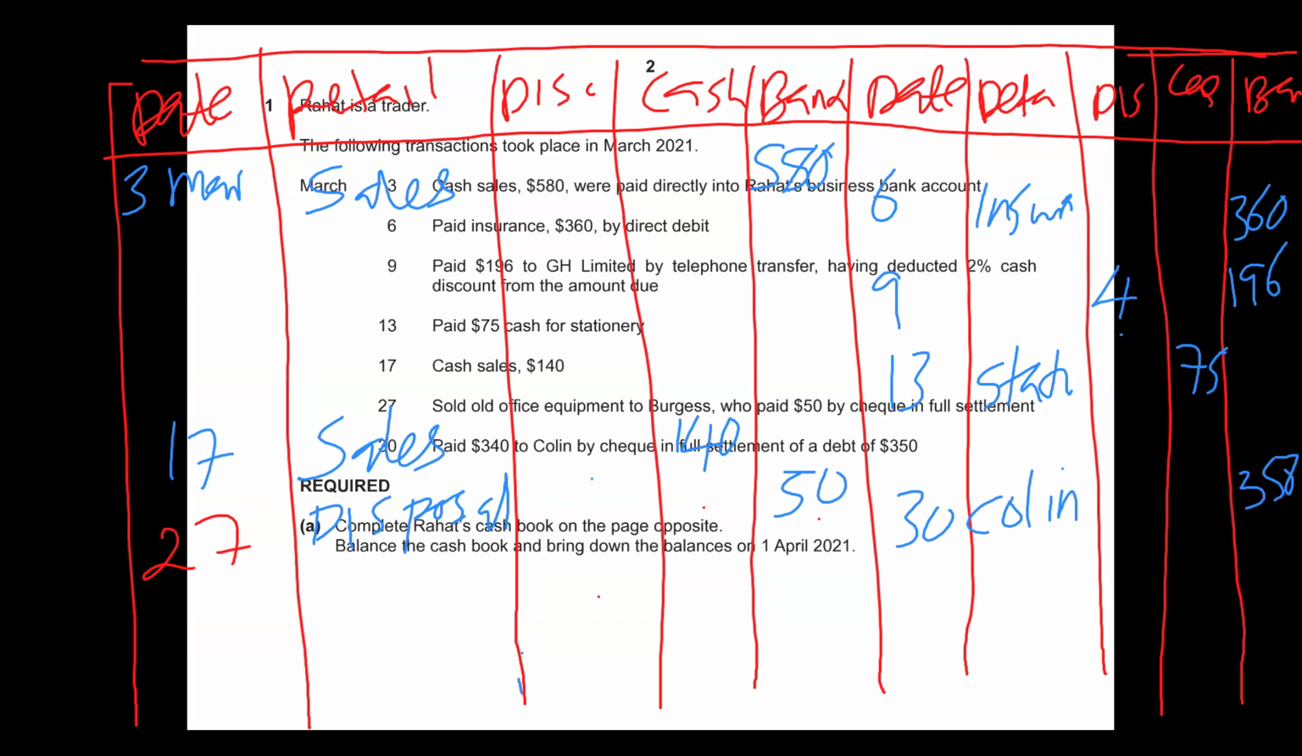So instead of paying 350, we paid 340. So you write 340. That's what you paid. Then the remainder, obviously, is a discount. Are you good? Yes. Then when you reach here, you balance off the account.